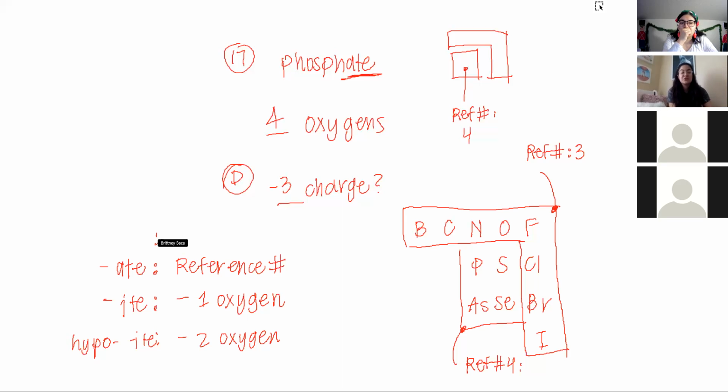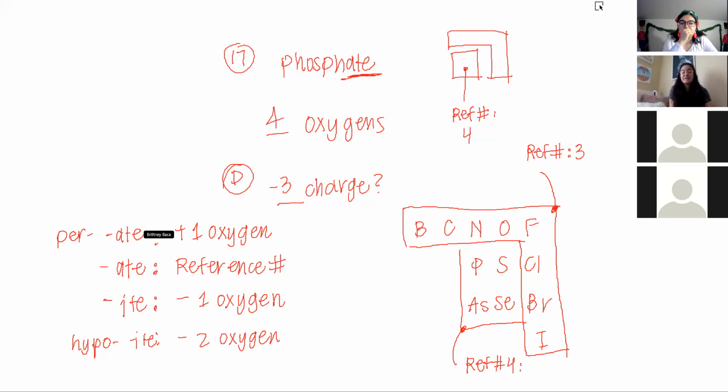And then there's also, if you add 1 oxygen to your reference number, what should my prefix and suffix be? Plus 1 oxygen? Is it per and ate? There we go. Per and ate.